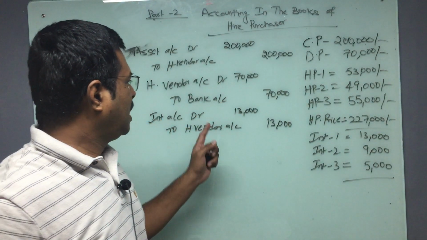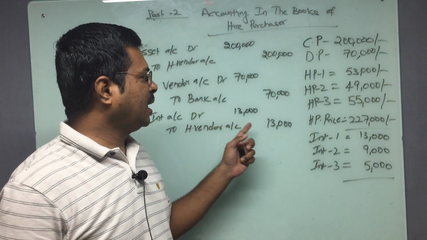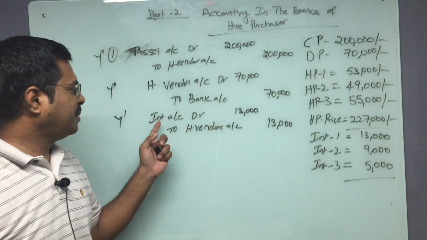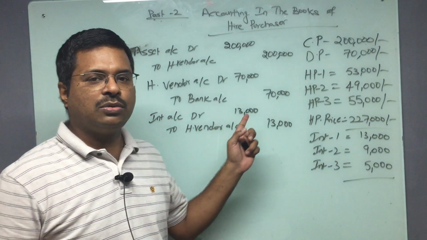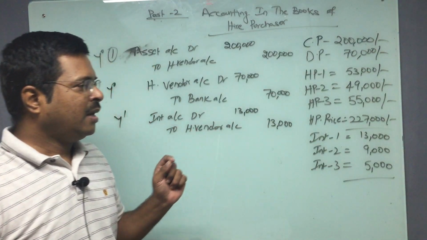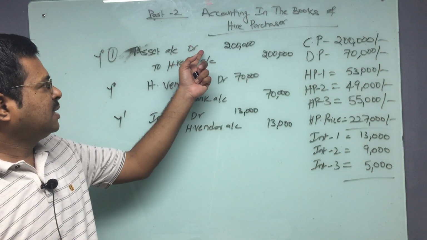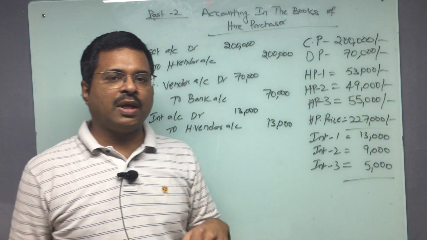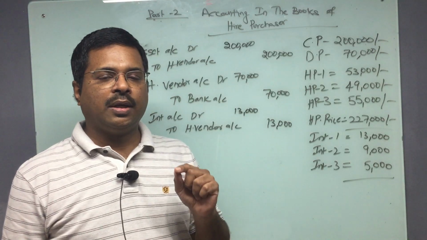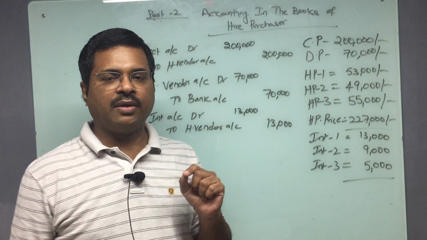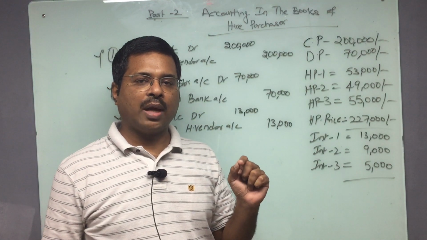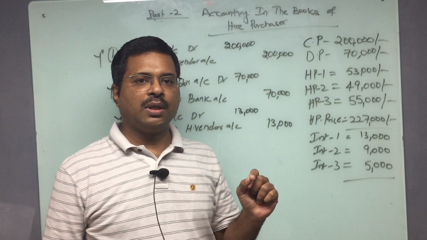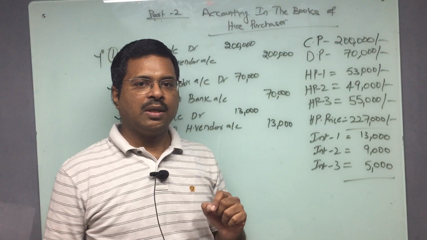Okay. Now at the end of year 1 he has to pay interest, so I am debiting interest expense account and crediting hire vendor account 13,000. Then I have purchased the asset. Now at the end of the year I have to record depreciation. It will get depreciated and we have to calculate depreciation, then only our financial statements are correct.